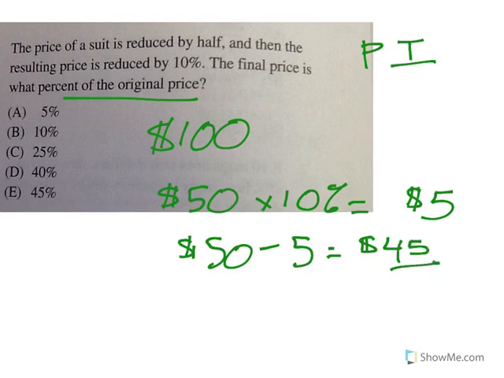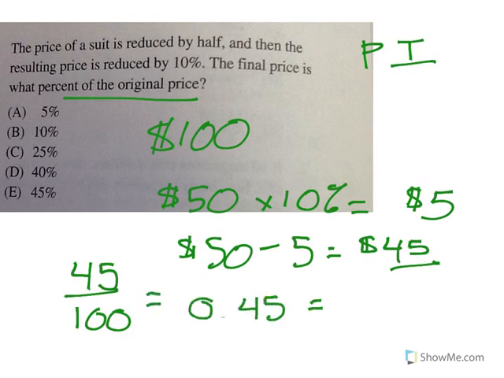The question is, the final price is what percent of the original. So we take the new over the old. We're lucky that it's over 100 because that was our starting price, which gives us 0.45 or 45%. And so our answer on this one is E.